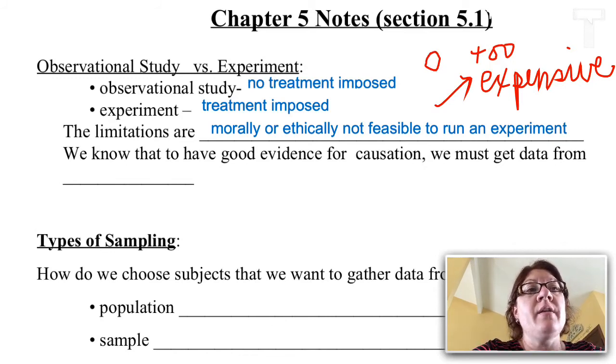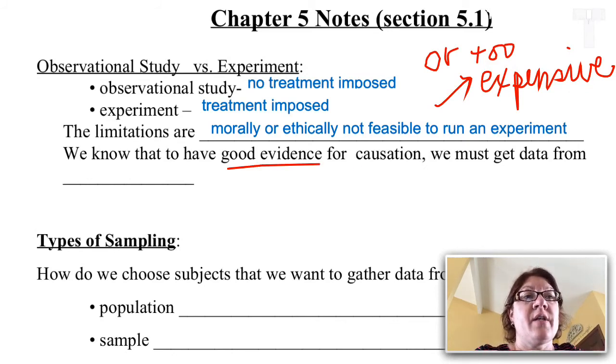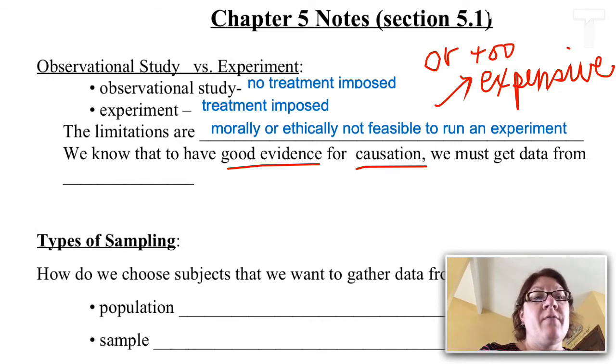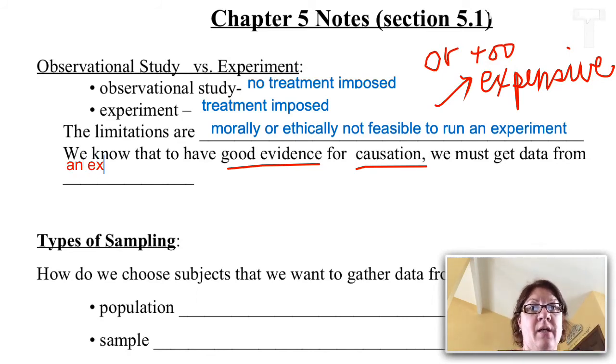Okay, so the next issue is, why do I want to run an experiment at all? Why not just do all observational studies? Well, the problem with an observational study is there are a lot of factors that I haven't really controlled for. So I want to run an experiment because it's the only thing that gives me good evidence for causation. If I want good evidence for causation, then I have to get data from an experiment. I cannot say anything about causation if I only do an observational study.